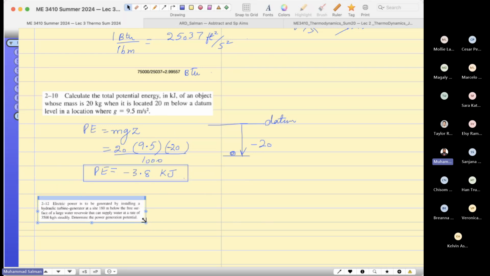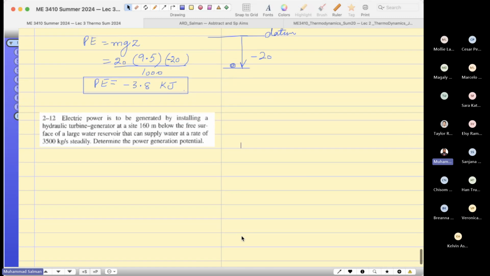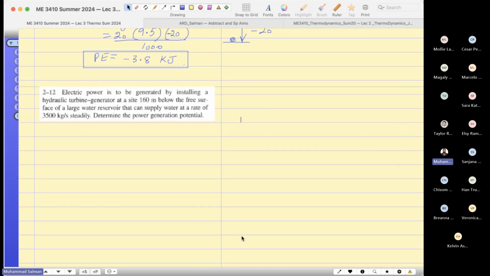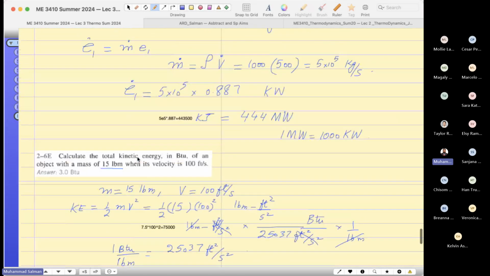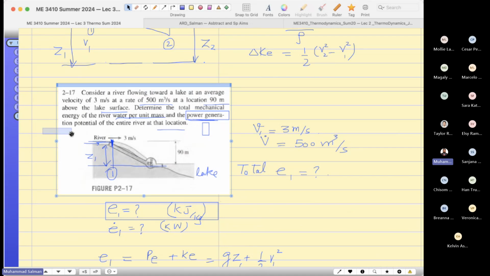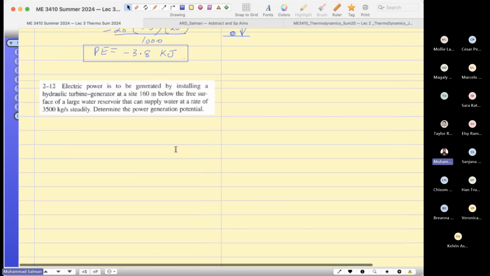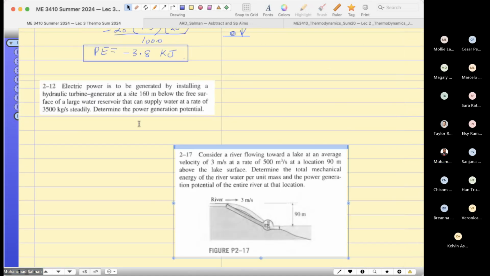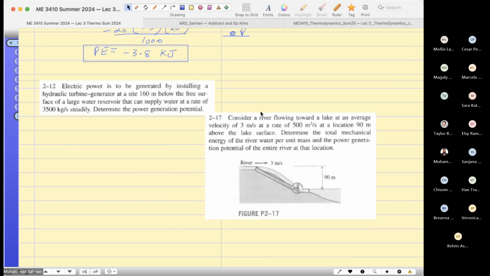Let's solve one more problem regarding the mechanical energy, electrical energy. In this case, electrical power. Electric power is to be generated by installing a hydraulic turbine. So for example, a hydraulic turbine generator looks like this one. Okay, I would say this is like a hydraulic turbine concept. Don't worry about the question here. Just focus on this kind of thing here.